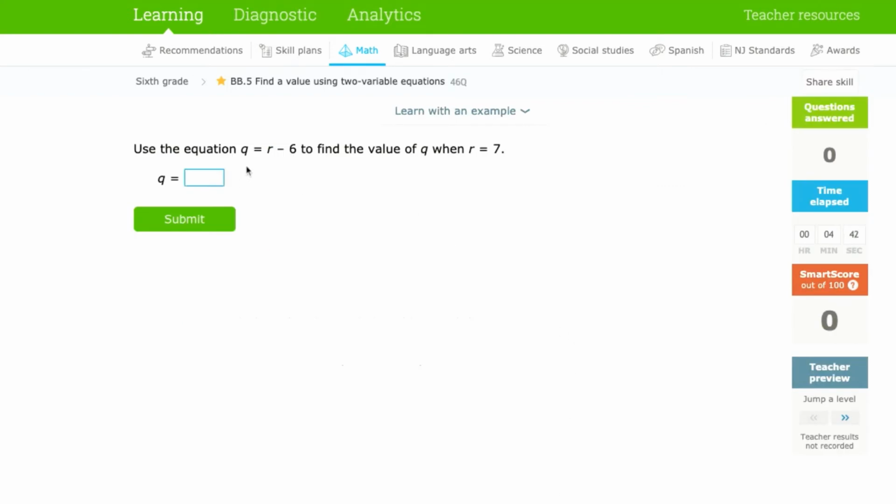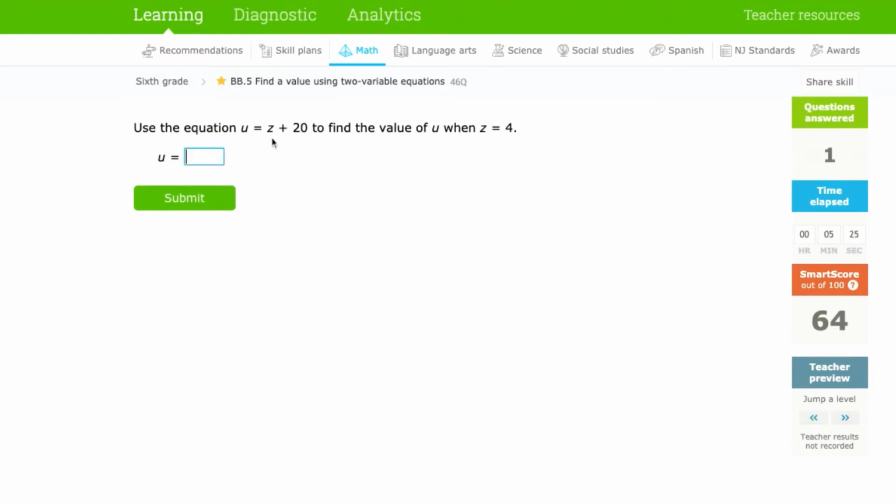In this case, they ask us to use the equation Q equals R minus 6 to find the value of Q when R equals 7. So the relationship between Q and R is that Q is whatever R is minus 6. So if R is 7, we're going to replace this R with 7. And Q equals 7 minus 6. 7 minus 6 is 1. So that means that Q equals 1 when R equals 7.